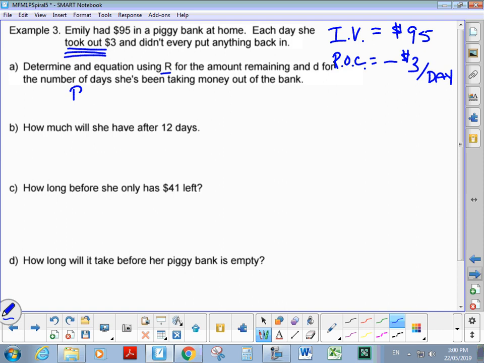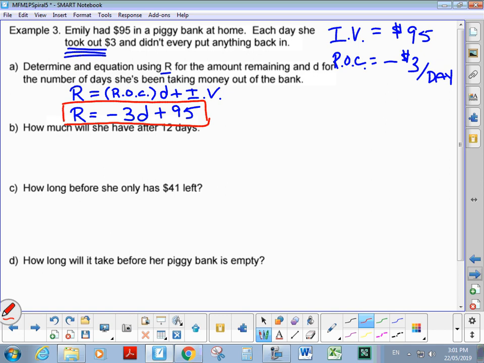So what they want us to do is R equals, and you know what? On a test, if you use Y and X, we don't care. In the end, it's the same thing. But they want R for the money, D for the number of days. So when we go to substitute this in, the money in the piggy bank is negative 3D, because the money's going down each day, plus our initial value of 95. So there is our equation. Again, if you use Y and X, that's not a big deal. We're not going to be too upset.